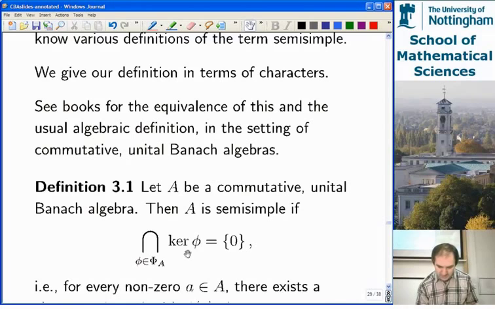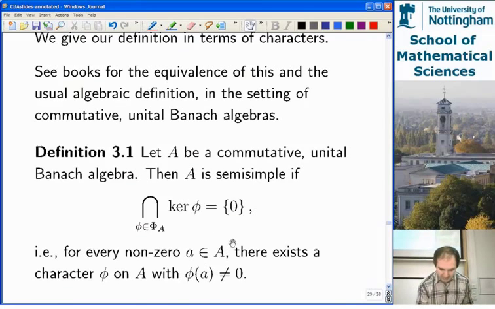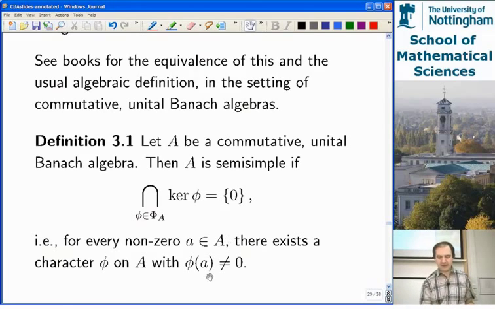So for us, what we do is you look at the kernels of the characters, you intersect over all the characters, and of course 0 is in every kernel. The intersection of these kernels will be some subspace of A. In fact, it turns out to be what they call an ideal. And the intersection is called the Jacobson radical, but we don't have to worry about that. So A is semi-simple if the intersection of all the kernels has just got 0 in. In other words, if you've got a non-zero element of A, there has to be a character that doesn't kill it.